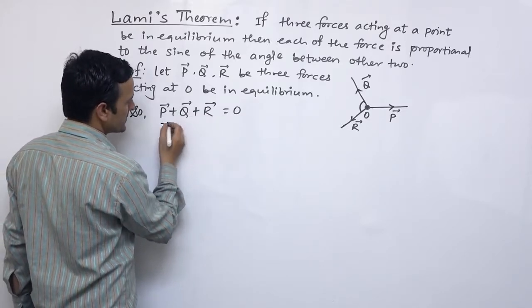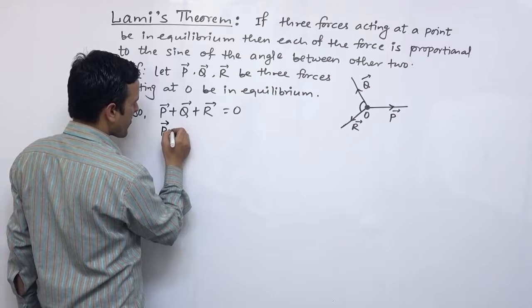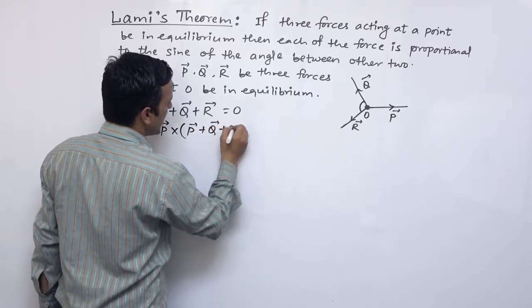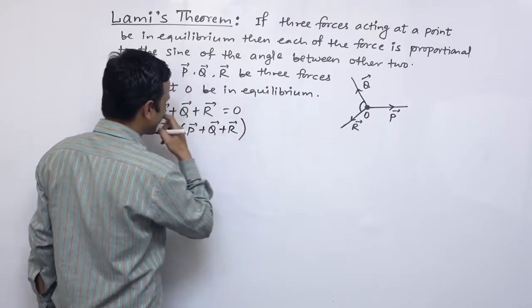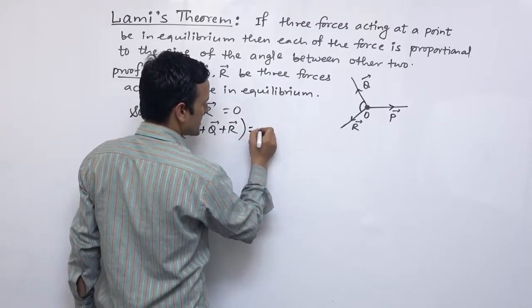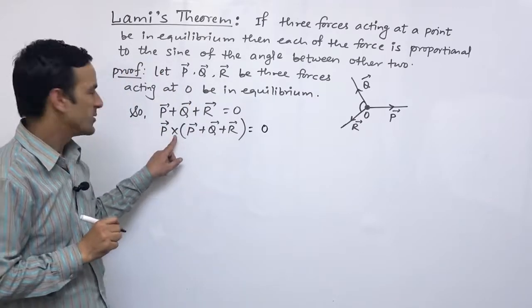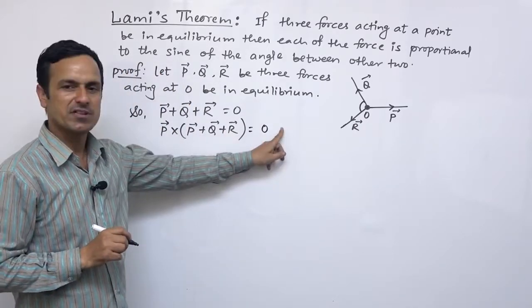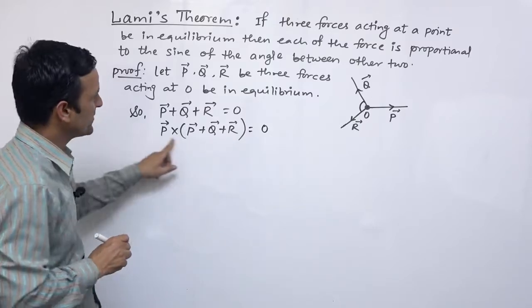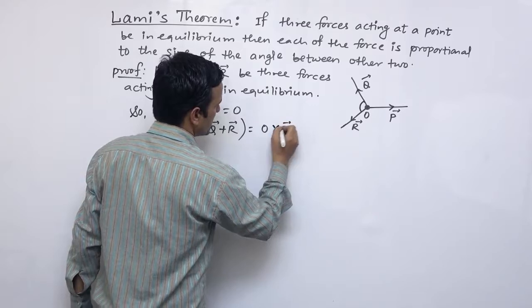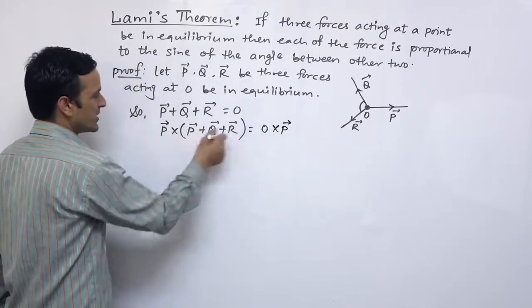Now P cross (P plus Q plus R) is equal to 0. P ले हामीले दुवैतिर के गर्ने, P फोर्सले मल्टिप्लाई गर्ने, यता पनि मल्टिप्लाई गर्ने. P फोर्सले दुवैतिर मल्टिप्लाई गर्ने. So 0 into P force.